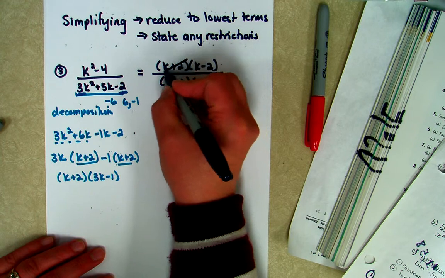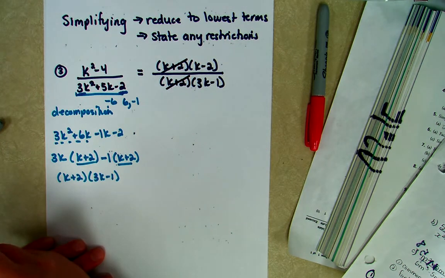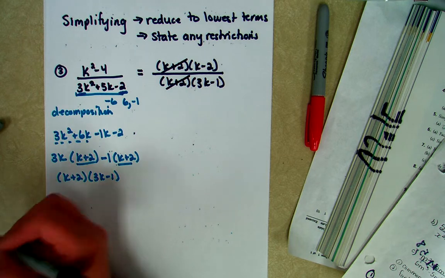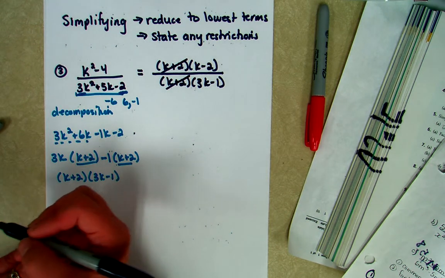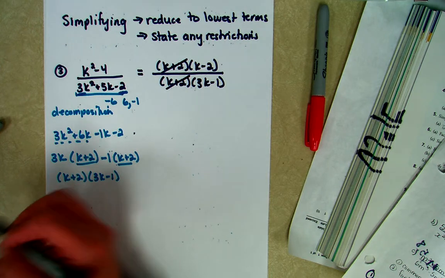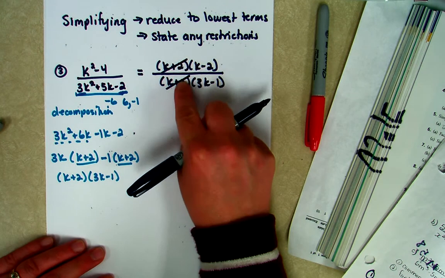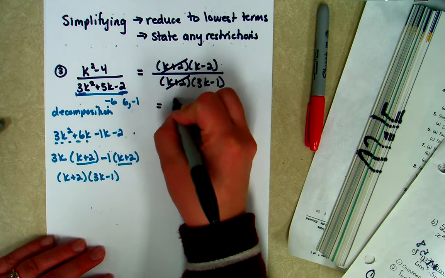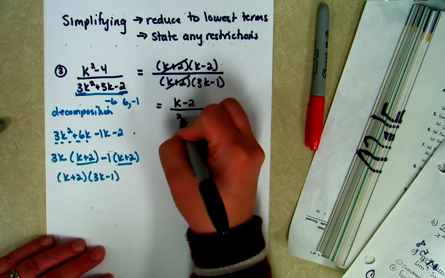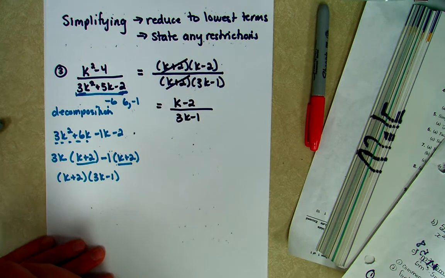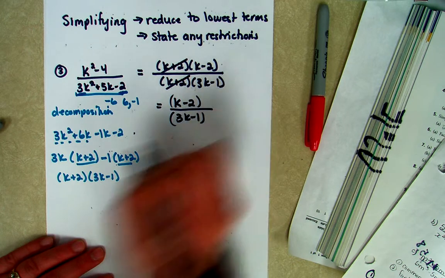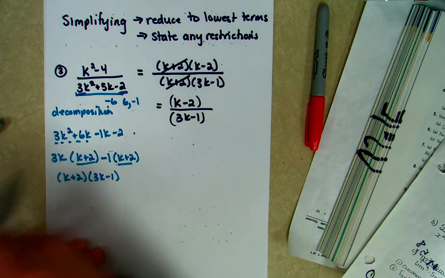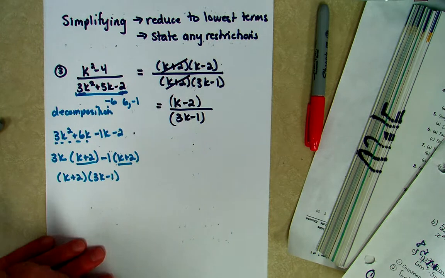But now I have a k plus 2 on the top and a k plus 2 on the bottom. So I'm really going to divide the top and the bottom by k plus 2, which gets rid of it. It's kind of like having 2 over 4, dividing the top and the bottom by 2 to get 1 over 2. I have bracket on top, bracket on the bottom, so I divide by that bracket, and my final answer is k minus 2 over 3k minus 1. I don't need the brackets because there's nothing else, but there's absolutely nothing wrong with keeping the brackets. So now we've reduced it to lowest terms.